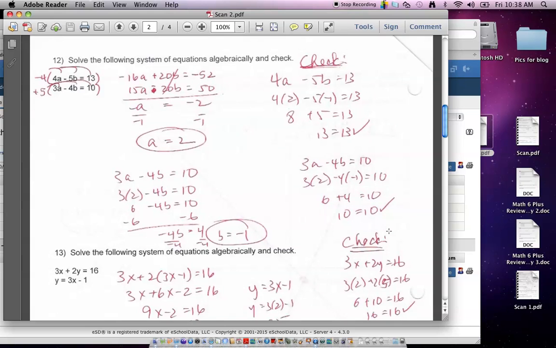Number 12. Take a look at your work. See what you came up with. A works out to be 2. B works out to be negative 1.